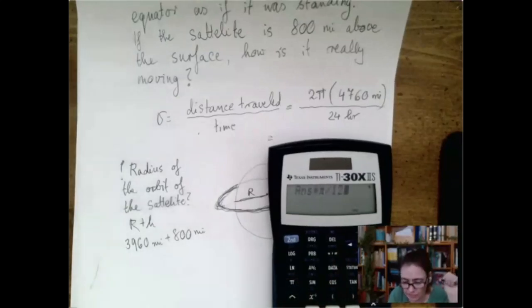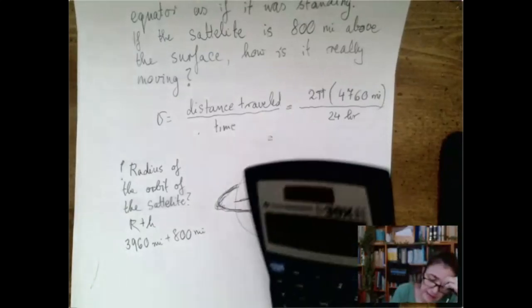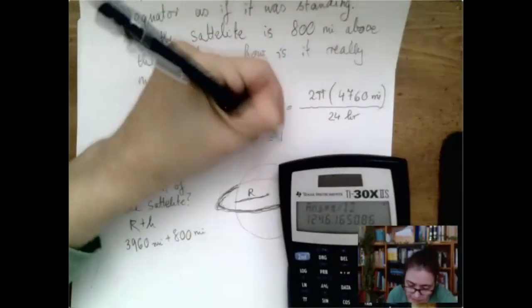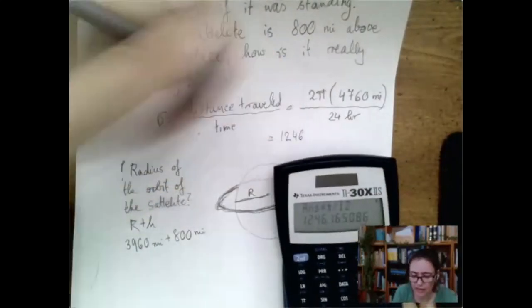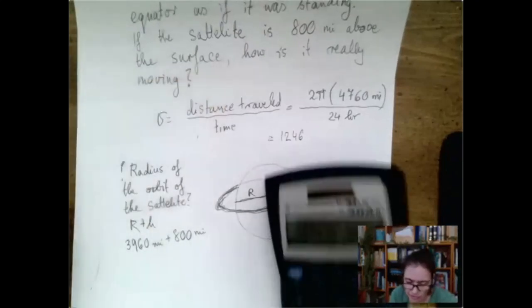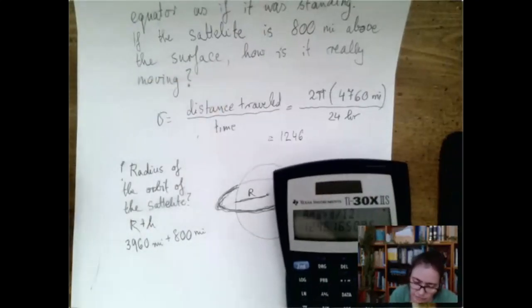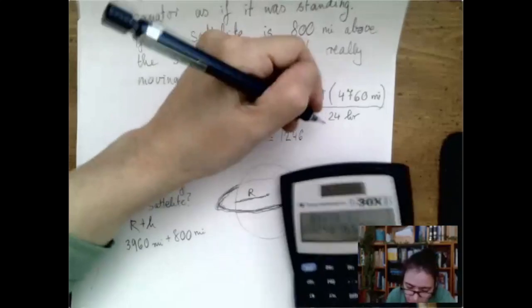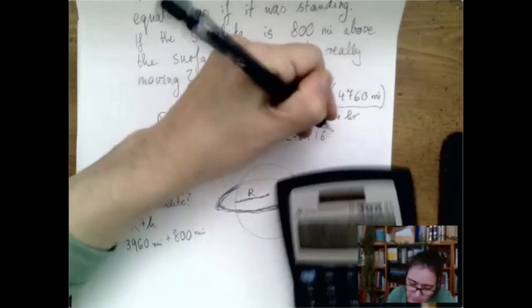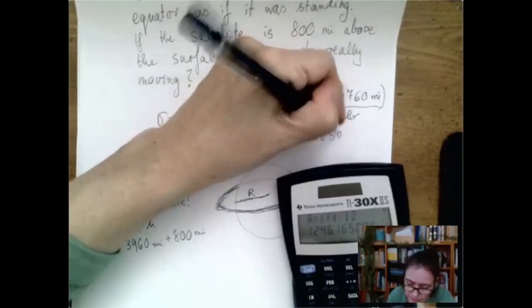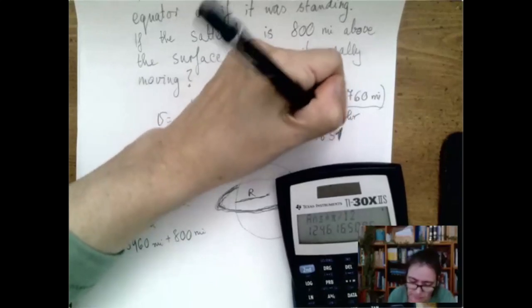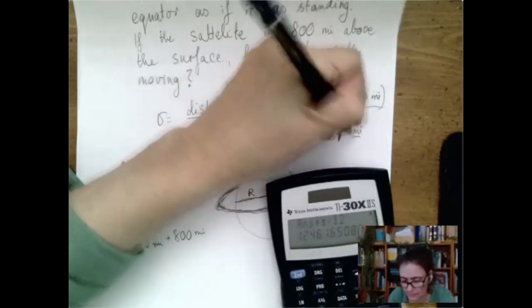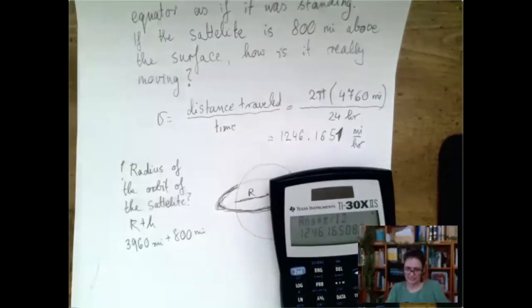The 2 canceled out between 2 and 24. And that is 1246. Be prepared, I think in this problem, I make you round to the nearest integer. So it would be 1246 miles per hour when you do it online. That's pretty fast. That's like 10 times the speed that is already dangerous. So that's pretty fast for appearing stationary.